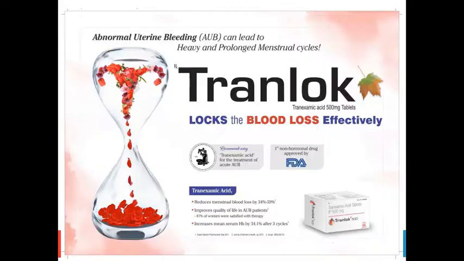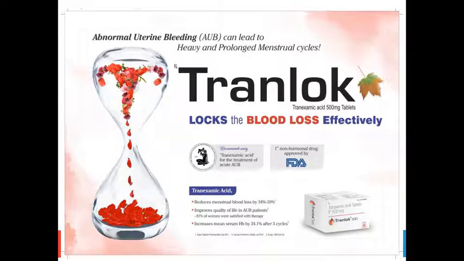Doctor, abnormal uterine bleeding can lead to heavy and prolonged menstrual cycle. Doctor, prescribe Tranlock. It contains tranexamic acid 500 mg tablet. Doctor, it locks the blood loss effectively. Doctor, it is recommended by American College of Obs and Gynae for the treatment of acute abnormal uterine bleeding. Doctor, it is the first non-hormonal drug approved by FDA.